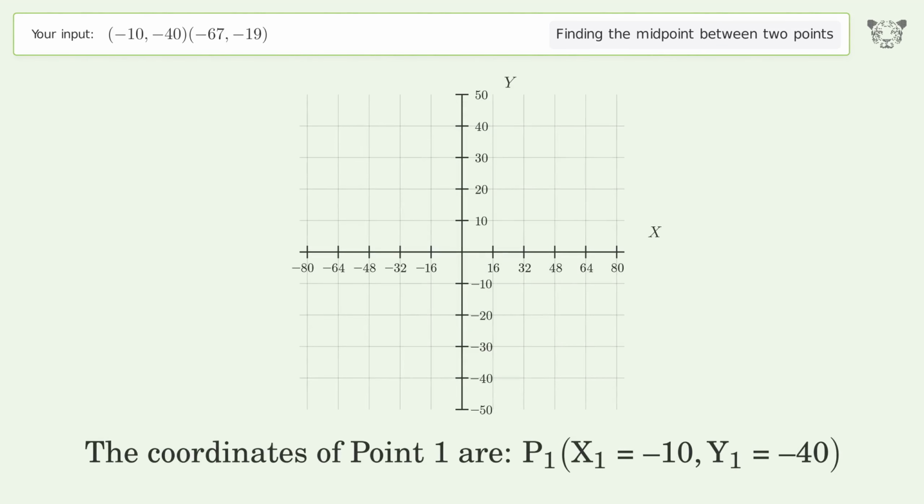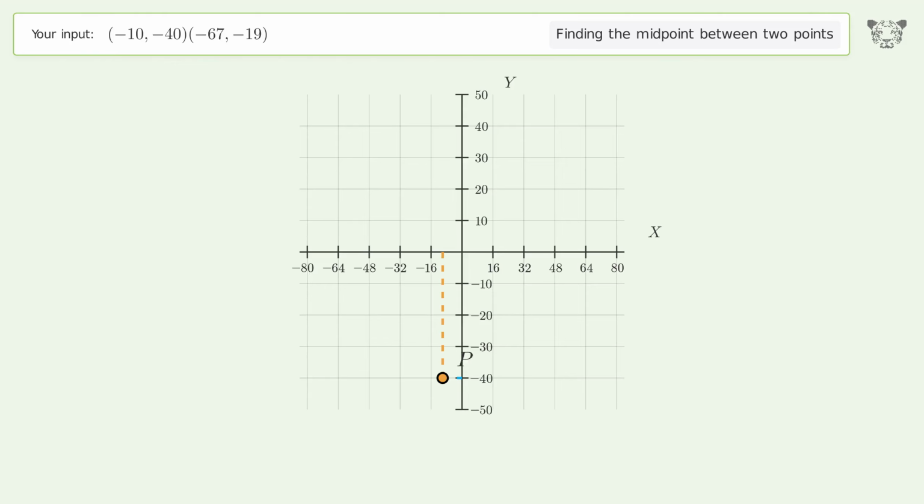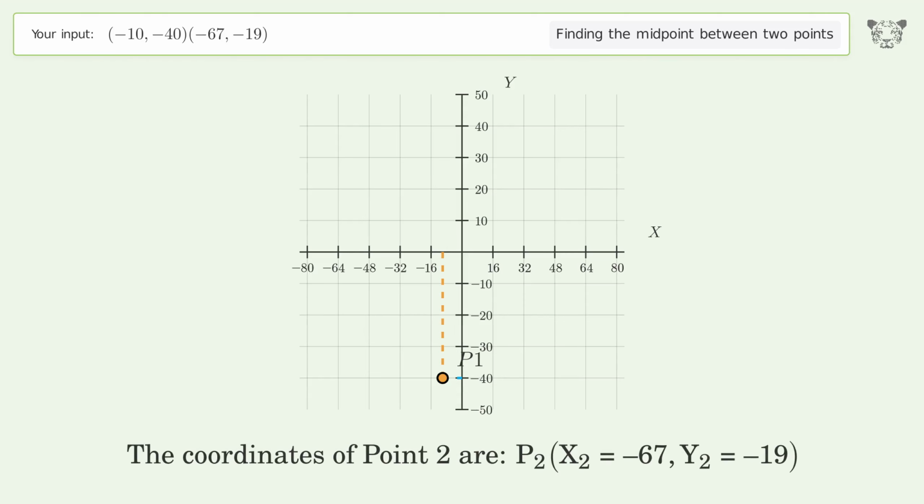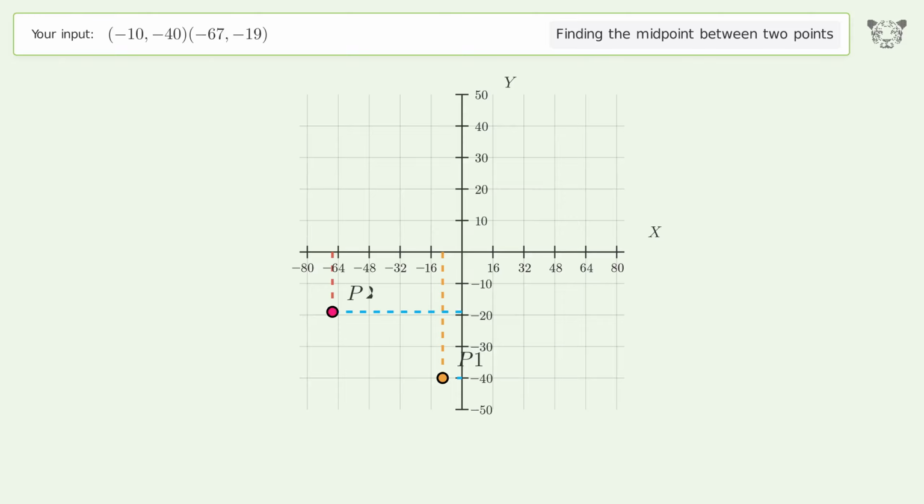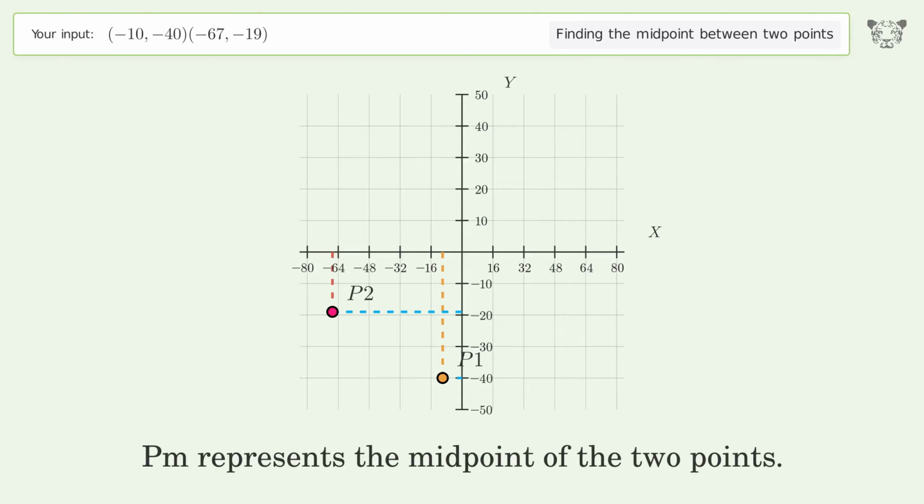The coordinates of point 1 are x1 equals -10, y1 equals -40. The coordinates of point 2 are x2 equals -67, y2 equals -19. PM represents the midpoint of the 2 points.